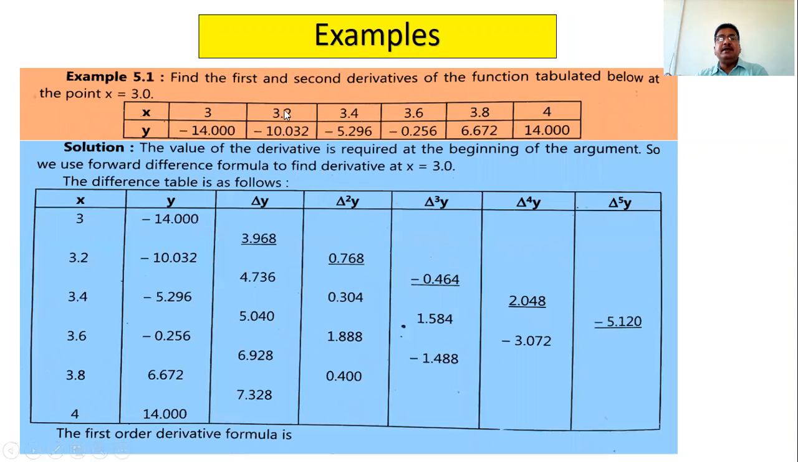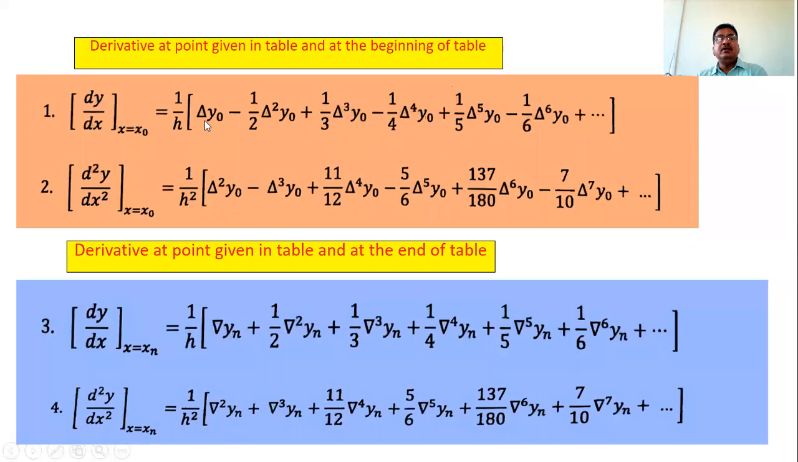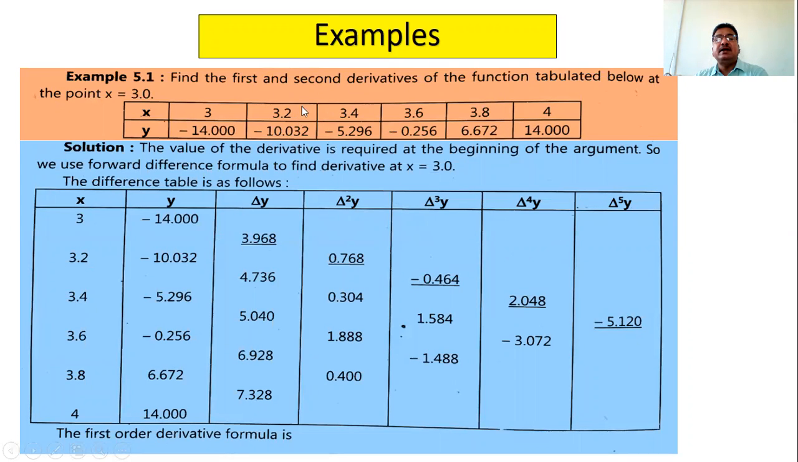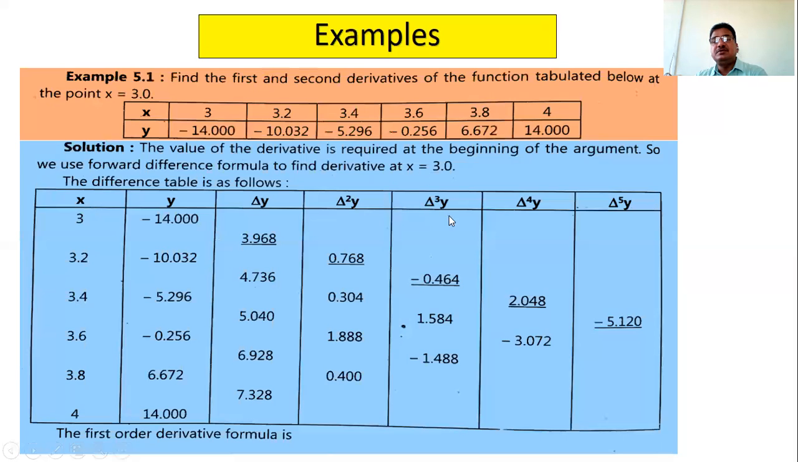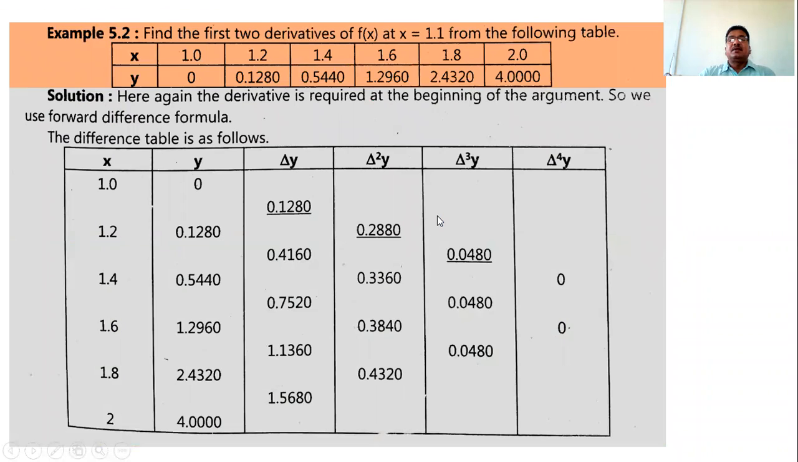So if you have to find the first and second derivative at the first point, or at the beginning of the table, then use these two formulas. And if you have to find the first and second order derivative at the last point, or at the end of the table, and the value is given in the table, then use these two formulas. That is, we have to find the first derivative and second derivative at the first point. So these formulas are used for the first problem. Similarly, we will solve these remaining problems in the next lecture.